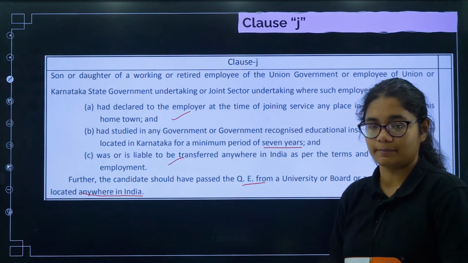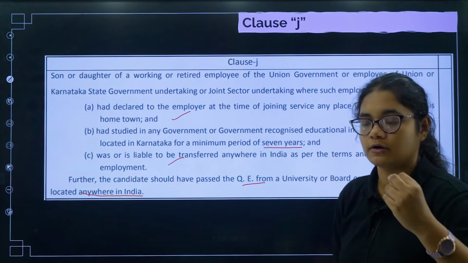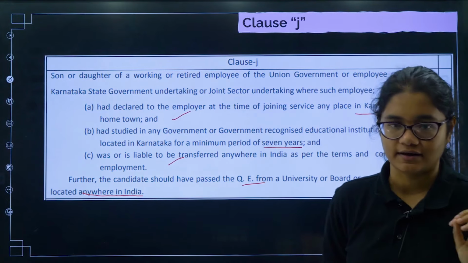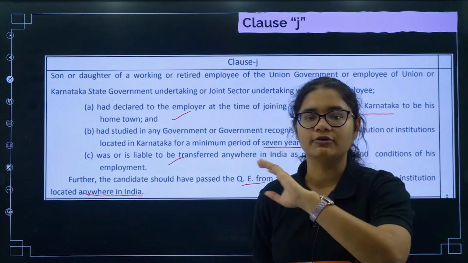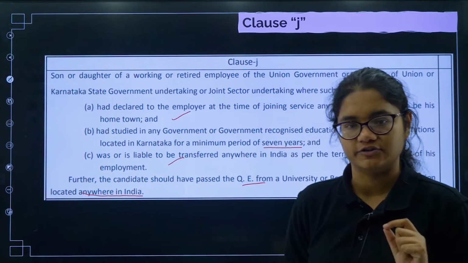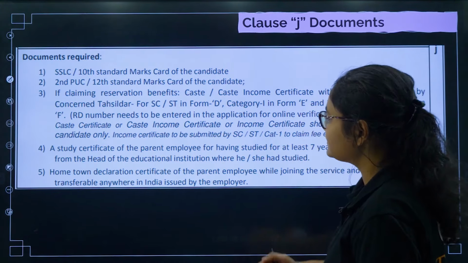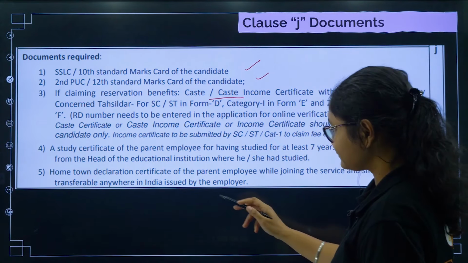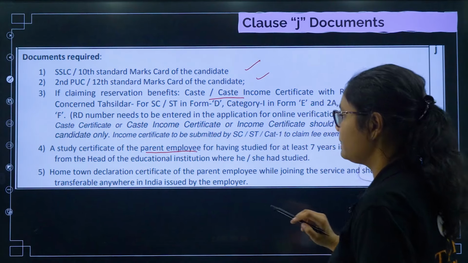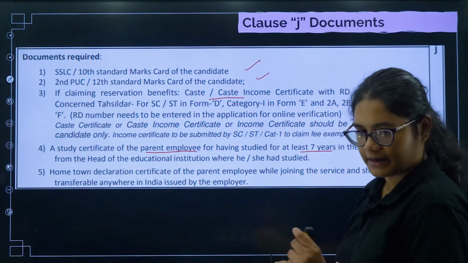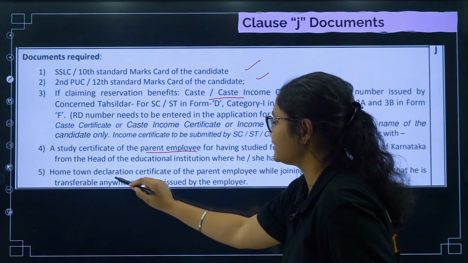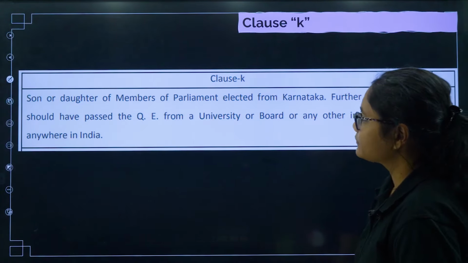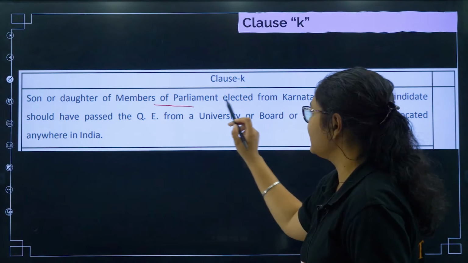Okay, so if your parent has given a declaration that their hometown is in Karnataka and they have studied 7 years in Karnataka, then you can do your 12th from any part of the country, you are still eligible. So here you can see the certificates: 10th certificate, 12th certificate, caste certificate, then study certificate of the parent, for having studied 7 years, then hometown declaration certificate of the parent employee. Okay. Next, K, son or daughter of members of parliament elected from Karnataka.